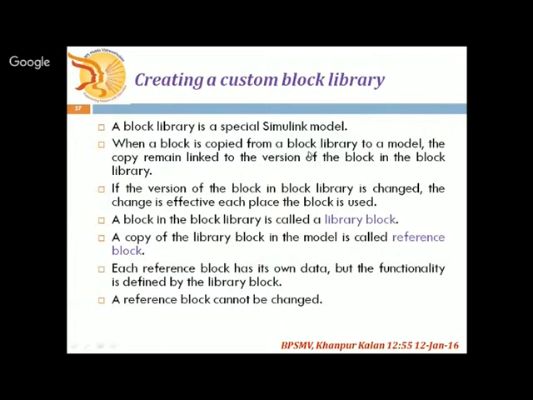When a block is copied from a block library to a model window, a link is established from the library to the model. A block in the block library is called a library block. A copy of a library block in the model is called a reference block. The main block that resides in the library you have created is your library block, and the one you copy into your model is called a reference block.